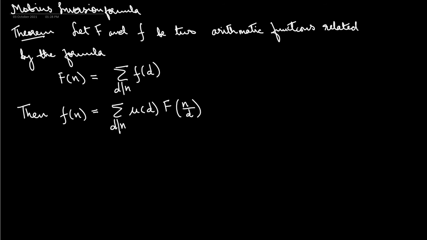So the Mobius inversion formula states like this: let capital F and small f be two arithmetic functions related by the formula capital F of n is equal to the summation of f of d, where d runs over the divisors of n. If capital F and f are related by this formula, then we have to show that f of n is equal to the summation of mu of d into capital F of n by d, where d runs over the divisors of n. So before I prove the above theorem, let me just recall the definition of the Mobius function.